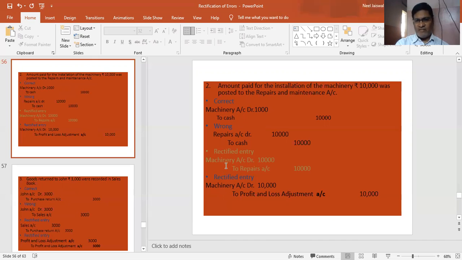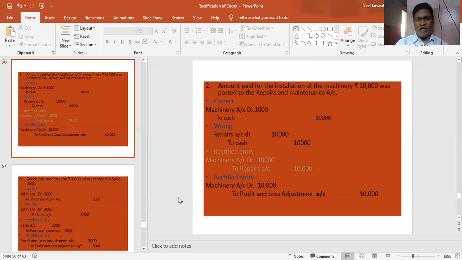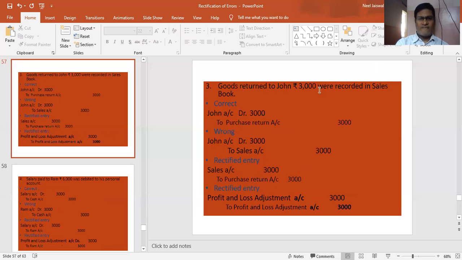Machinery we have to create, and repairs we have to cancel. But as repairs is a nominal account, my rectified entry, instead of machinery to repairs, will become machinery to profit and loss adjustment account, 10,000, 10,000. Next, goods returned to John 3,000 were recorded in sales book.